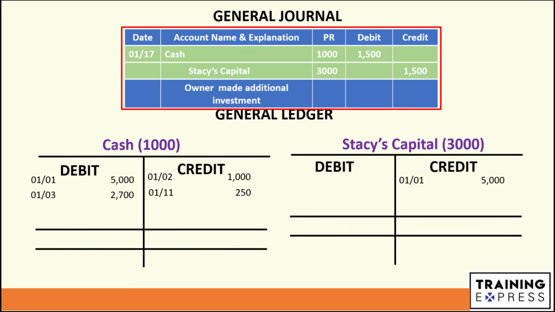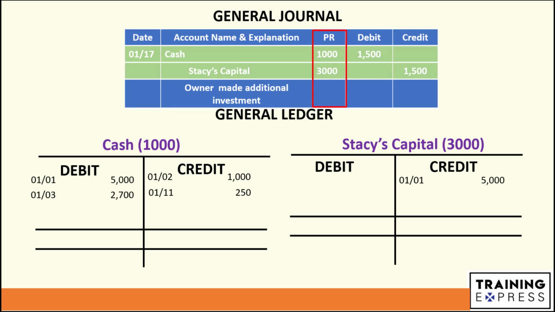Journal entry, cash debit $1,500 and Stacy's capital credit $1,500. If you will look at the PR column, cash account number is 1000 and Stacy's capital account number is 3000. Now let's link journal and ledger together. So cash account is debit by $1,500, so we will write $1,500 on the debit side of cash account. Similarly, Stacy's capital is credit by $1,500, so we will write $1,500 on the credit side of Stacy's capital account.